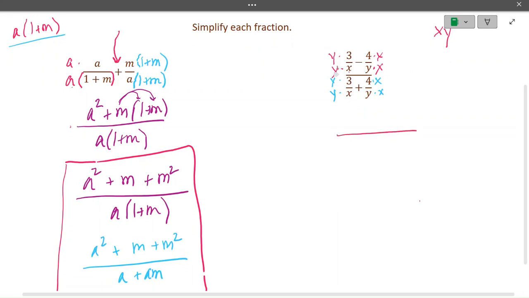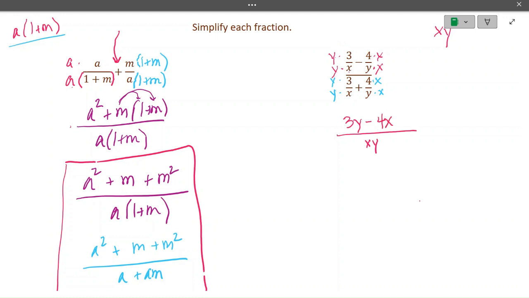All right, now I'm going to rewrite my top fraction. And I know that my denominator is going to be x times y, right? Because y times x is the same thing as x times y. So I'm going to rewrite this as xy in my denominator, and then I'm just going to multiply. 3 times y is 3y. Remember, in math, we always write the coefficients first, minus 4 times x, which is 4x.